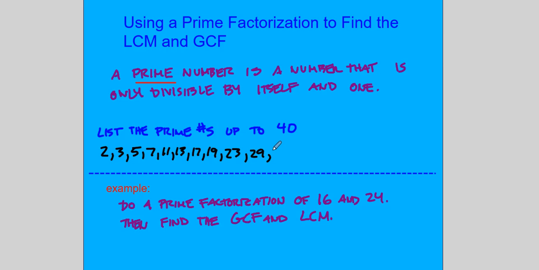30 is not, it's even. 31 is a prime number. The only factors are 1 and 31. 32 is even, it's not. 33 is not, 1, 3, 11, and 33.